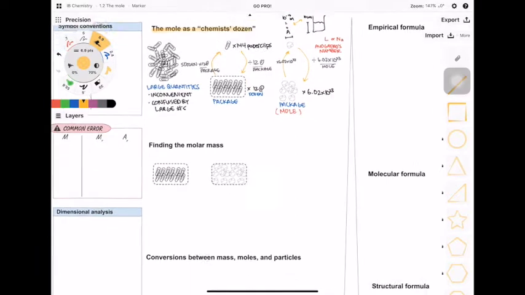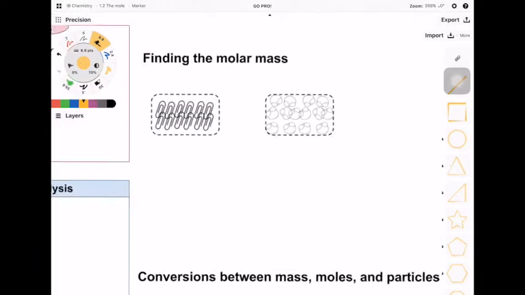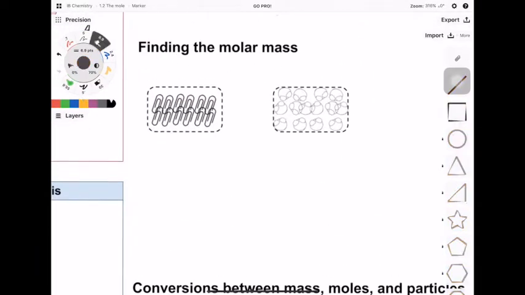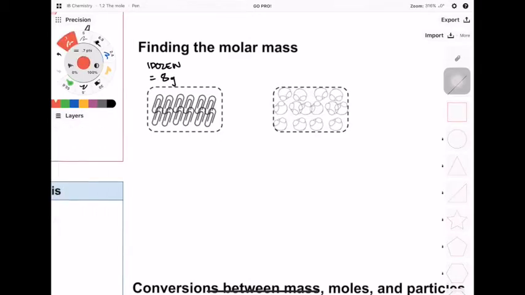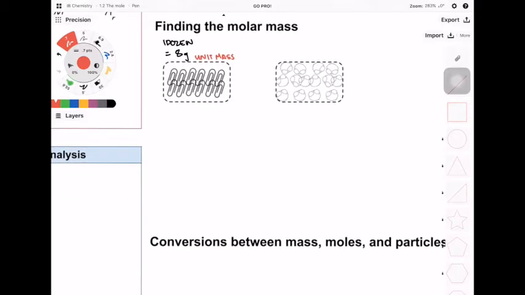Okay, so we've decided to use these packages of things to make it easier to count. Now let's talk about using those packages to figure out masses and vice versa. Let's say 1 dozen paper clips is 8 grams. So 1 packet of paper clips is 8 grams. That is the unit mass. It tells us how many grams is 1 unit, 1 package.